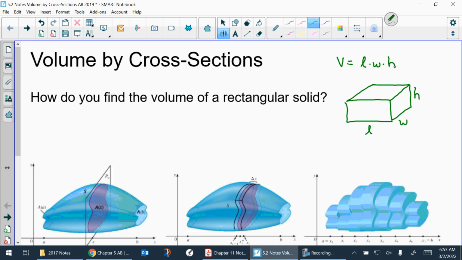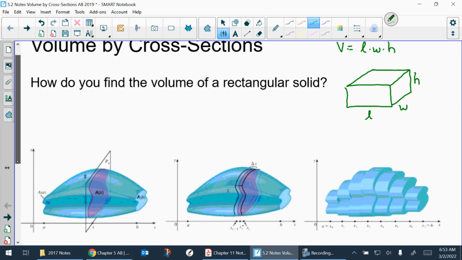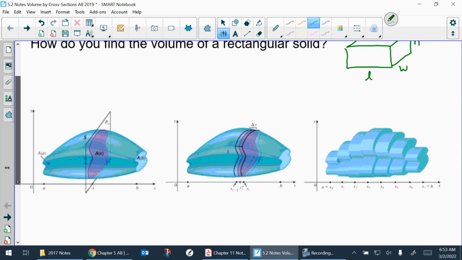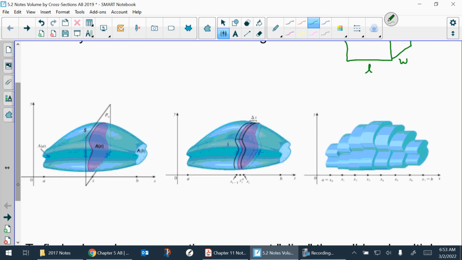Well, we're going to be finding volumes, but of irregularly shaped items. Maybe like this blob right here. Let's think of this blob as a loaf of bread. And what we could do, what they show in this first drawing here, is we could slice the bread. And even in the second drawing here, they show let's slice the bread, but let's give it some thickness.